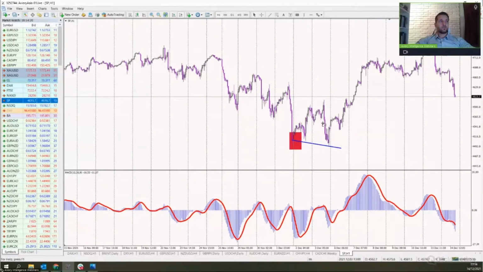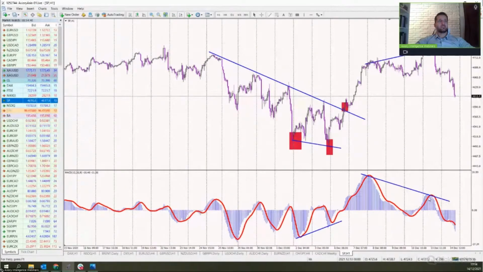Low, lower low. What the indicator is doing is not making a lower low, it's making a higher low. This is a divergence, it's a buy signal. In theory, it should be triggered here when the price is breaking the dynamic resistance. The same goes here. There is a top, there is another top, higher high. There is a top in MACD, there is a top in MACD here, which is lower.